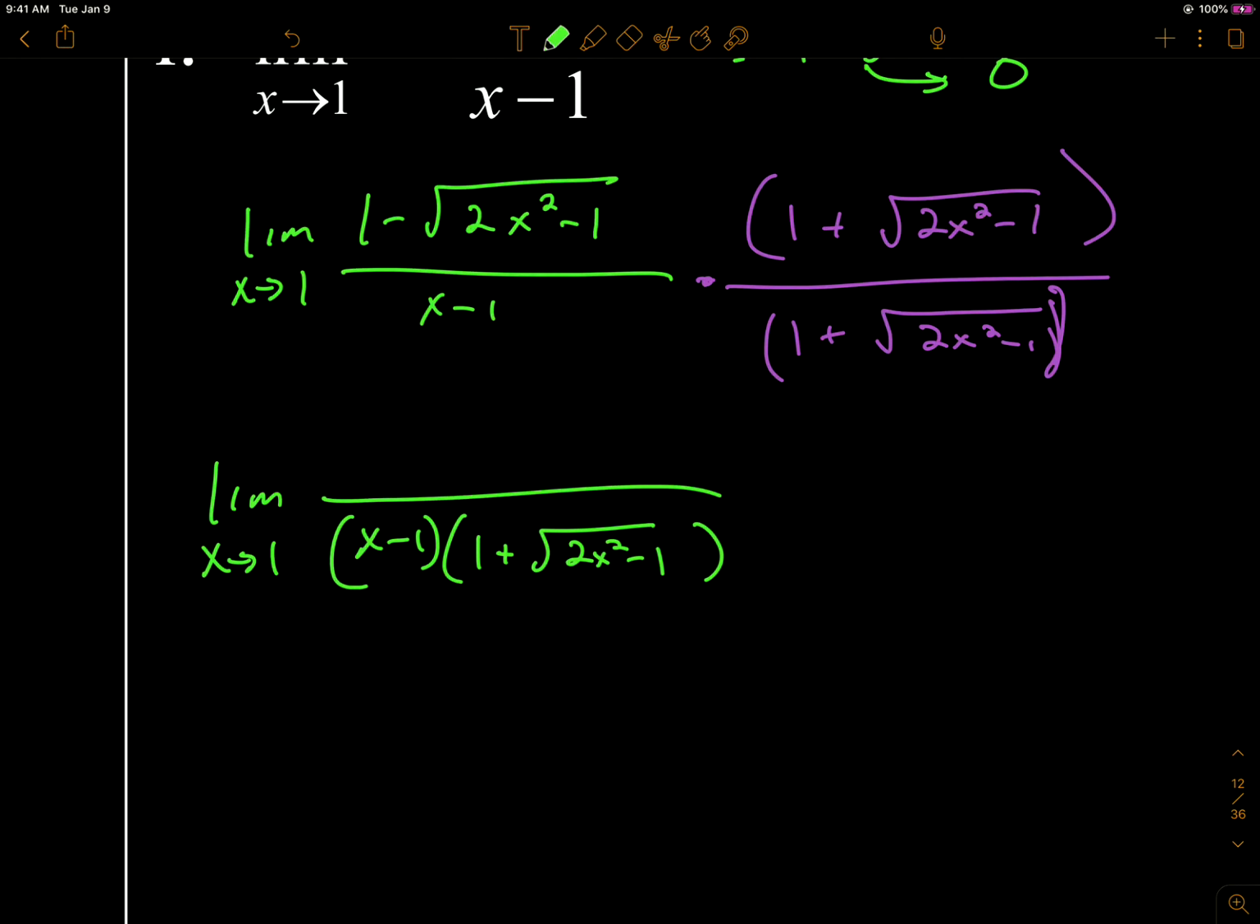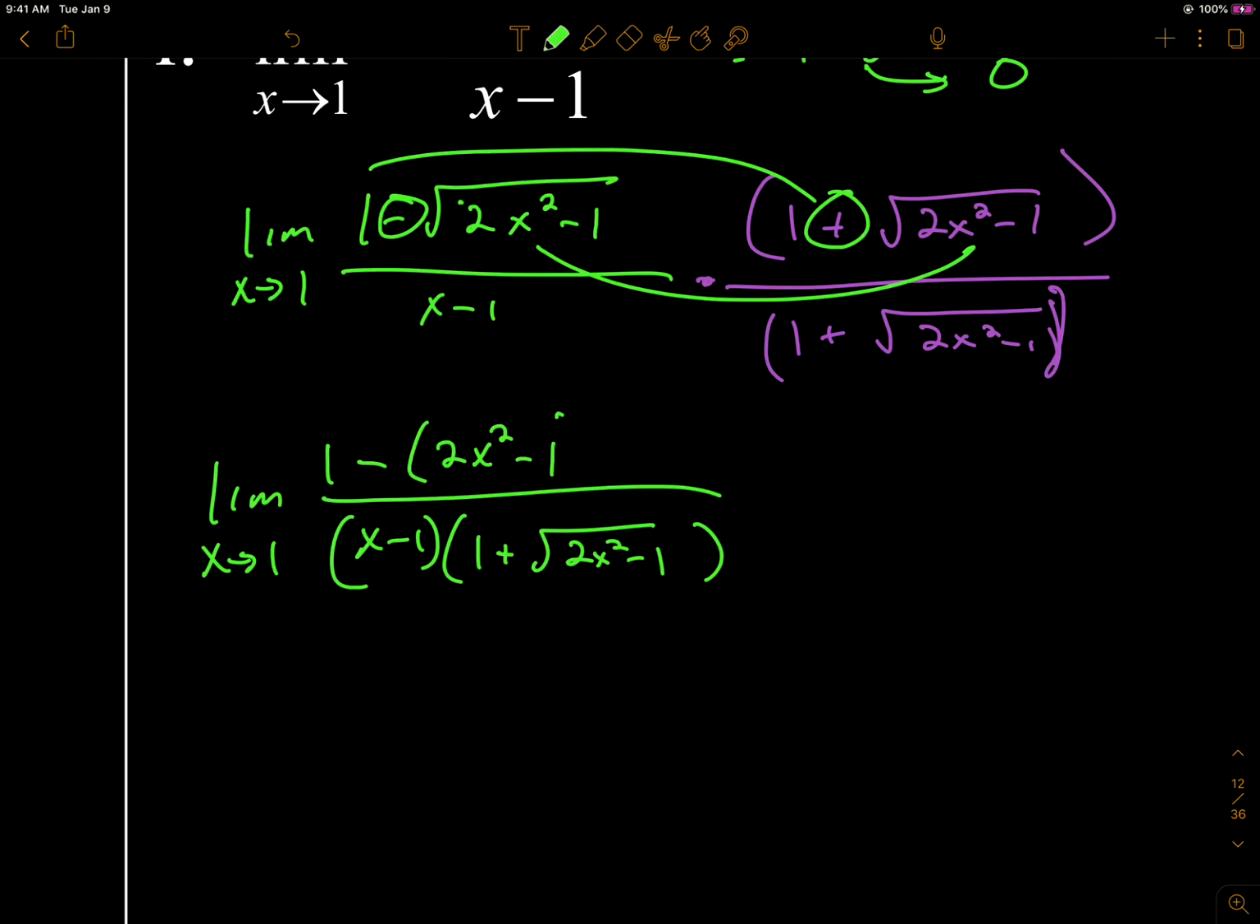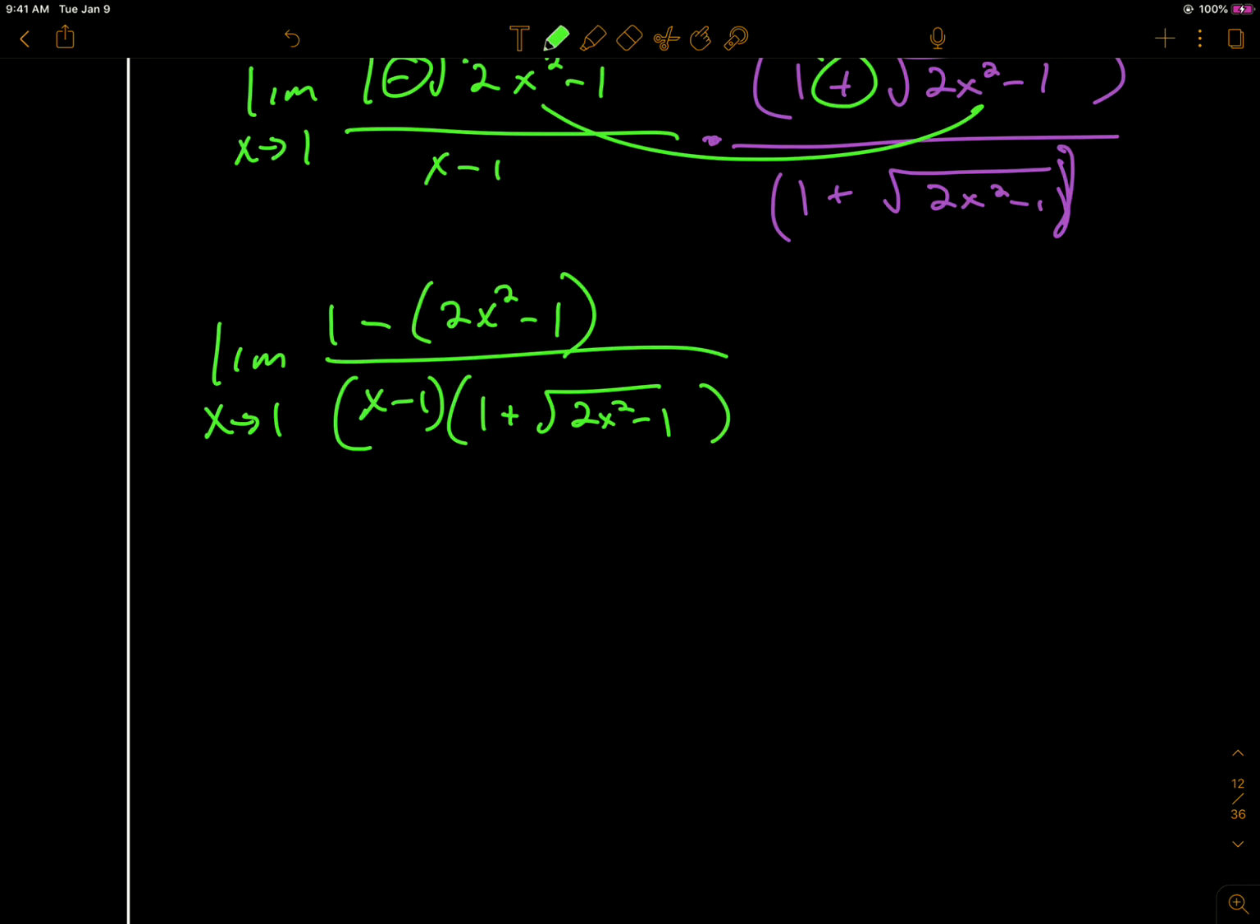Up top, I do the first times the first, and then I do the last times the last. I don't have to do the middles because they cancel out, like I've said a lot of times. So when I do last times last, I've got a negative times a positive, which gives me a negative. A root times itself is just itself. Now, because there's a negative in front, I better put it in parentheses so I remember to distribute that negative sign. Now I can work with the top and try to tease that x minus 1 out of it.